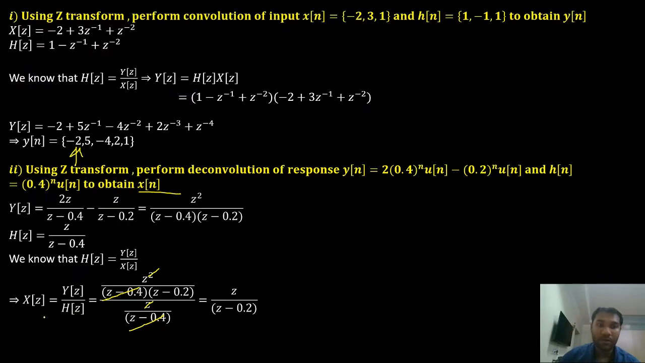Now, if I take the inverse transform of this, since my output is a causal signal and the impulse response is also causal, my input must also be causal. So I'll assume my input is going to be causal, and I'll take the inverse of x of z. So what is going to be my input? It's going to be a to the power n into u of n. What is a here? It is 0.2. So 0.2 to the power n into u of n. This is my input signal x of n.